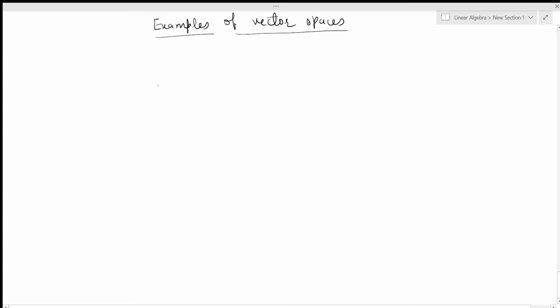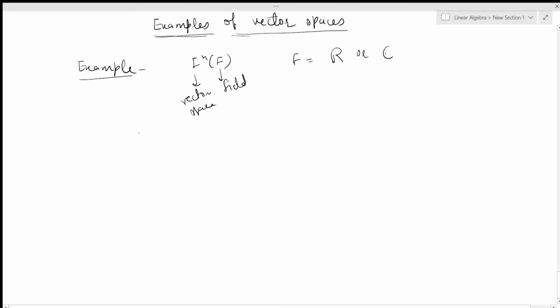In this video I am going to discuss some examples of vector spaces. So let's start with the first example, that is Fn over F. So this is the field and this is your vector space. This F can be the set of real numbers or complex numbers. So here I am going to discuss the set of real numbers only. So we take this one, a vector space over R. So your field is what? The set of real numbers. Now our scalars are from this set of real numbers.